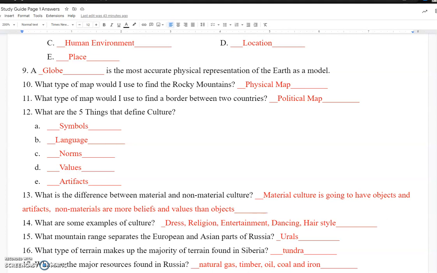Values, what are things that you appreciate? What are belief systems that you abide by? Thou shalt not steal, that kind of stuff.